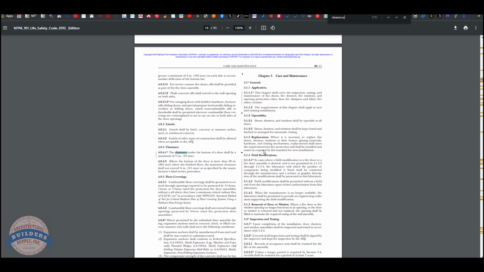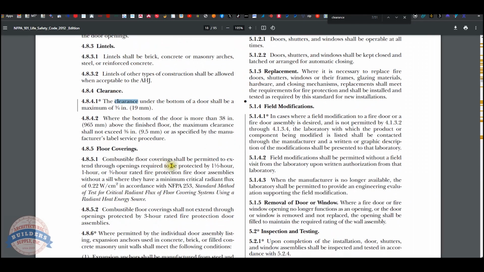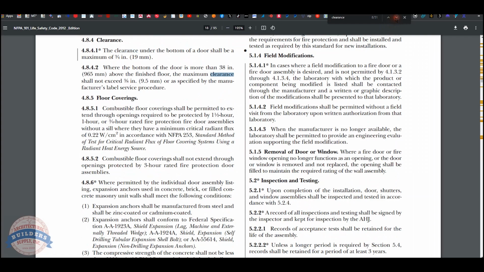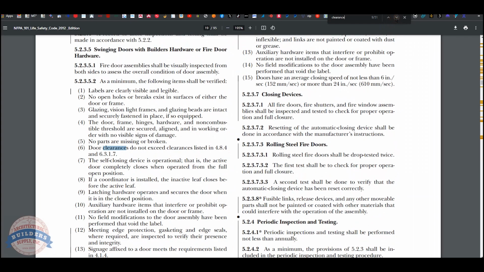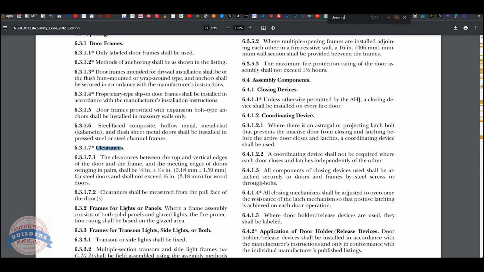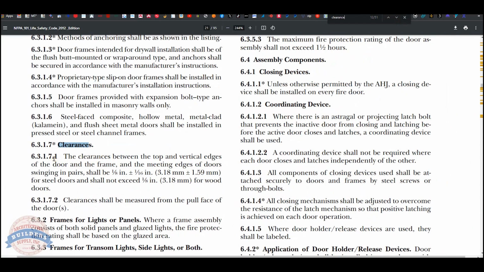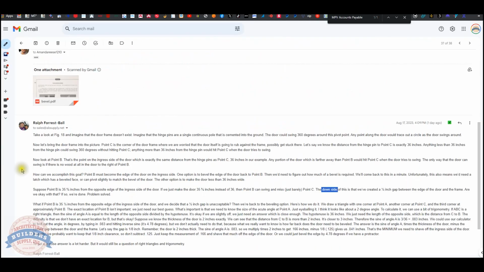Okay, bear with me. We're going to get to clearance. I think we want 6317. Here it is, 6317.1, clearances. NFPA 80 is the standard governing fire doors. Clearances between the top and vertical edges of the door and frame and the meeting edges of doors swinging in pairs shall be 1/8 of an inch plus or minus 1/16 for steel doors and shall not exceed 1/8 of an inch for wood doors. So when Ralph asks the question, are you okay with that? The answer is no, we're not okay with that.